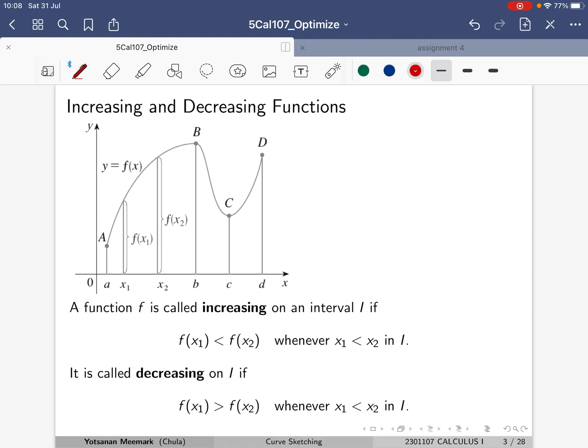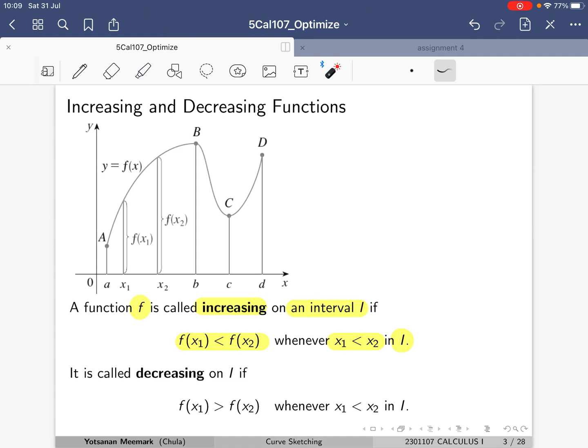For increasing, we say that a function f is increasing on an interval I if f(x1) is less than f(x2) whenever x1 is less than x2 in that interval. It means that the function value follows the input value. If your input x1 is less than your x2, then the function value at the first point will be less than the function value at the second point as well.